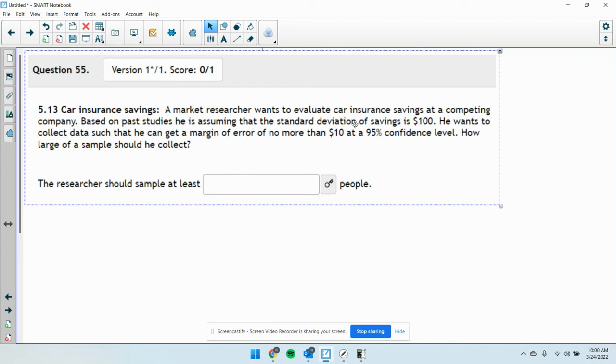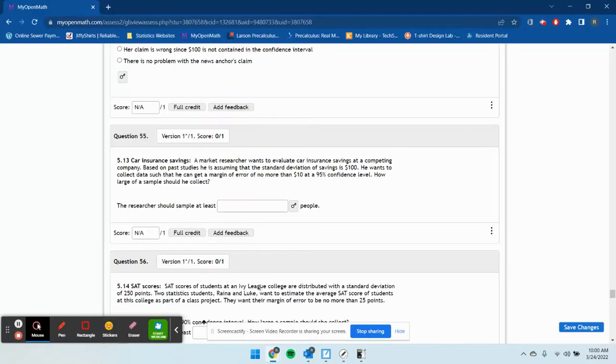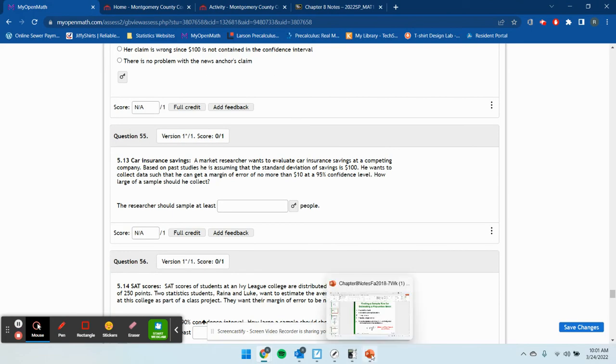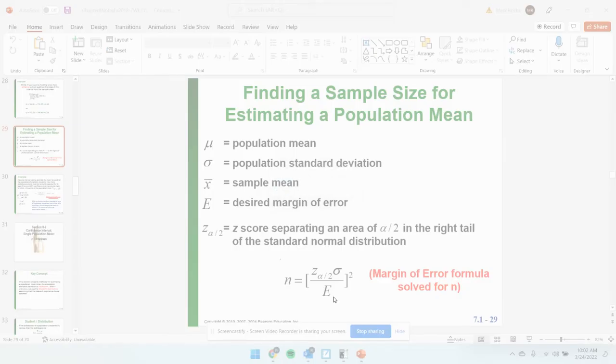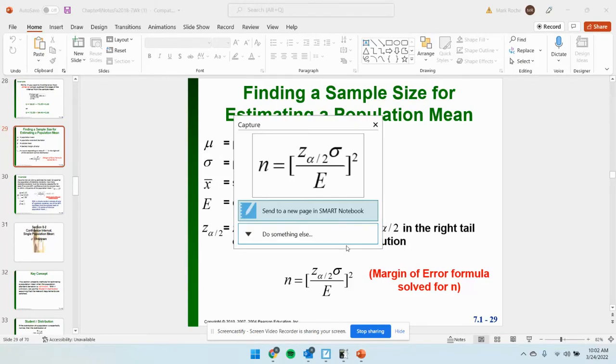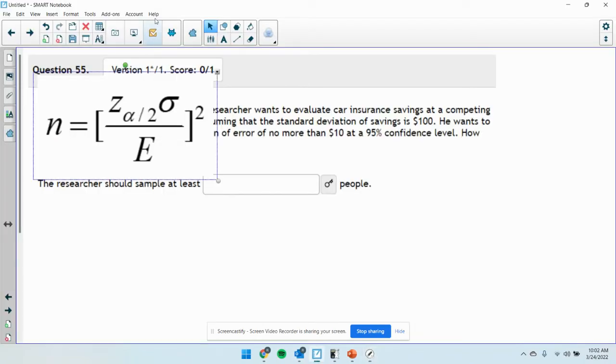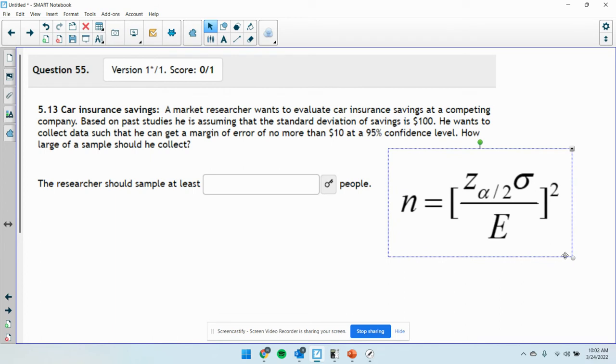So the first thing we want to figure out is the standard deviation of the population is 100. So we know sigma. So we're talking about using the z interval. So from our course materials, we have this formula for finding the sample size for estimating a population mean. This is the Chapter 8 PowerPoint notes, slide 29. So we're just going to copy this formula over to our smartboard real quick and just pull out all the necessary information.